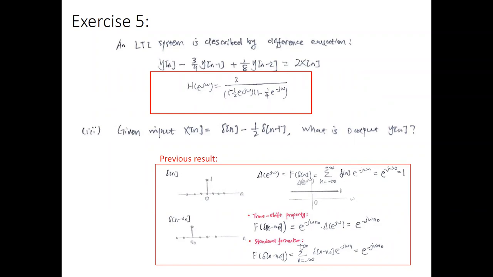Then the next question, we have this kind of input, which is delta n minus 1/2 delta of n minus one. Delta n is the standard unit impulse in discrete time that occurs at n equals zero. Delta of n minus one is its time shifted version. We had a previous result giving the Fourier transform of delta n and its arbitrary time shifted form. Try to apply this result to obtain capital X, the Fourier transform, first, and then calculate capital Y using capital X times capital H.